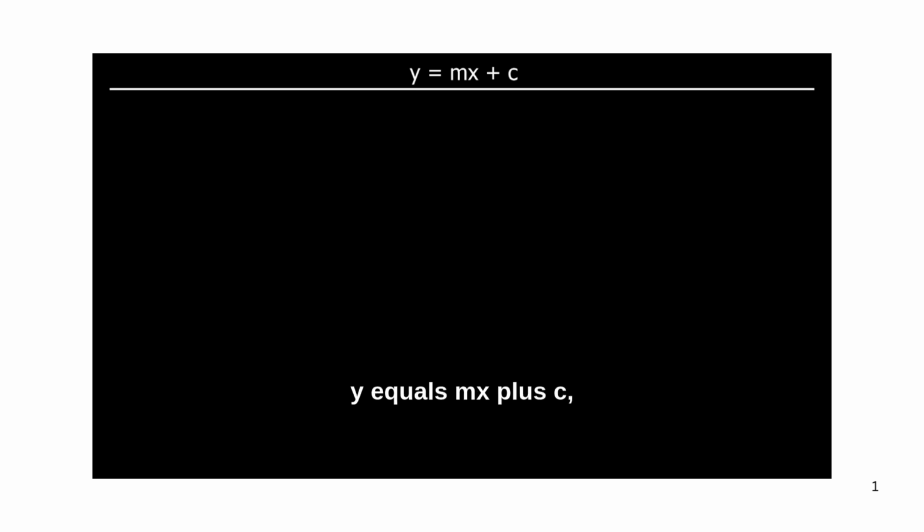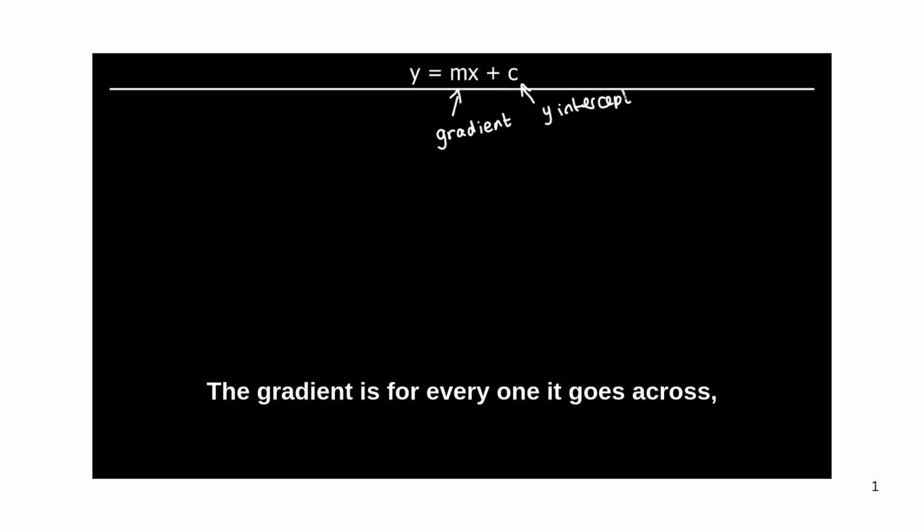The equation of a straight line can be written in the form y equals mx plus c, where m is the gradient and c is the y-intercept. The gradient is, for every one it goes across, how much it goes up or down.